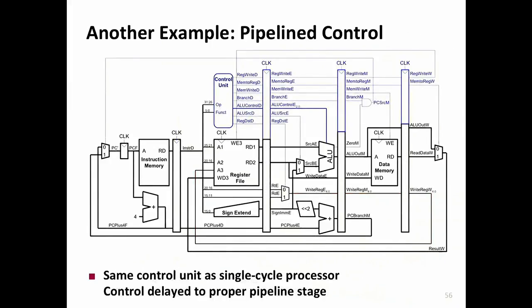And this is another example of the pipeline control. Basically, it's the same control unit as a single cycle processor, except you delay the control to the proper pipeline stage. This is very similar to what I've shown earlier.